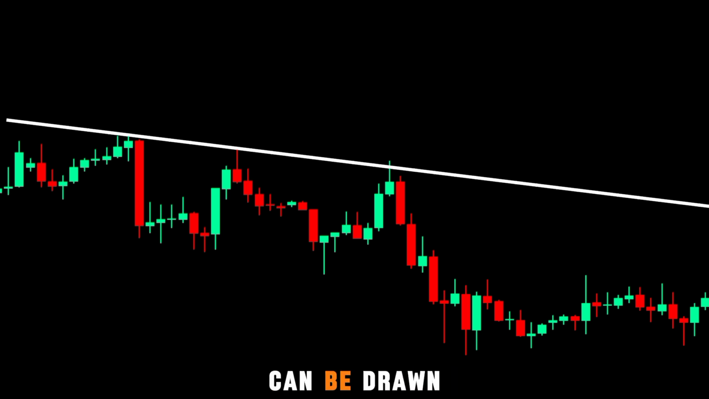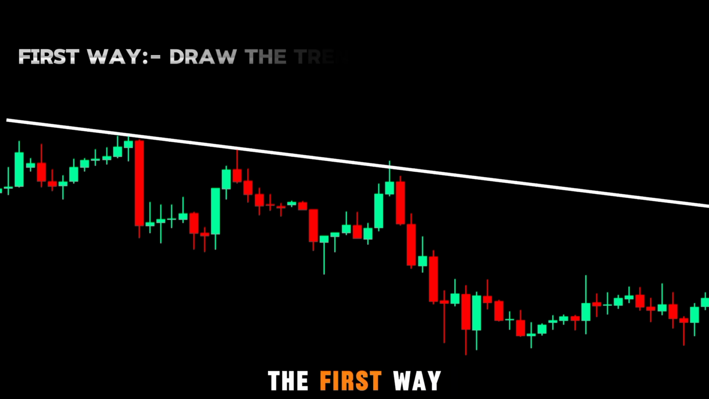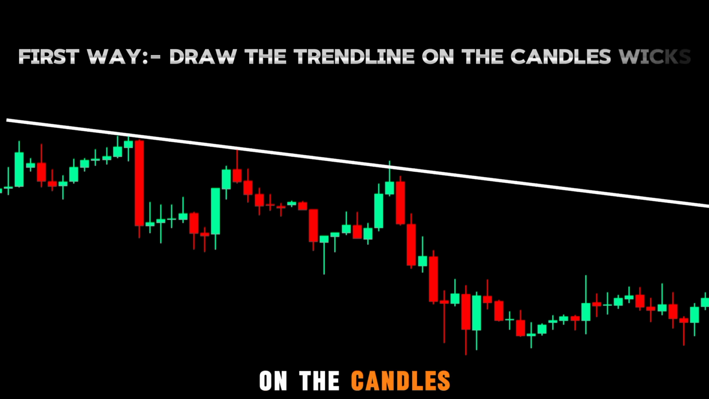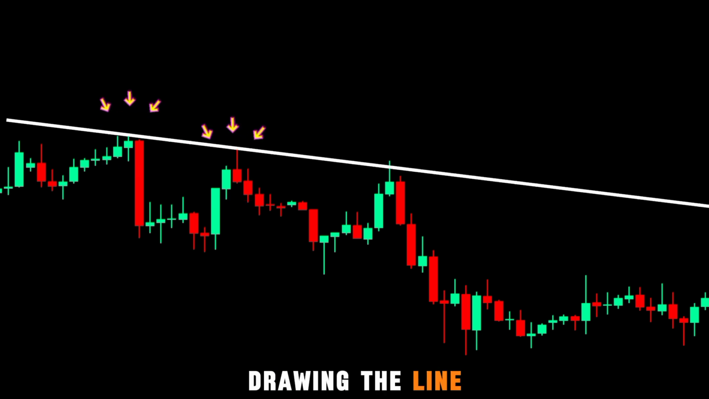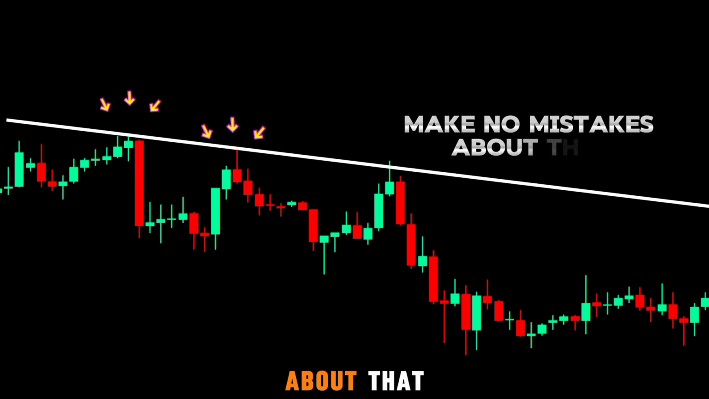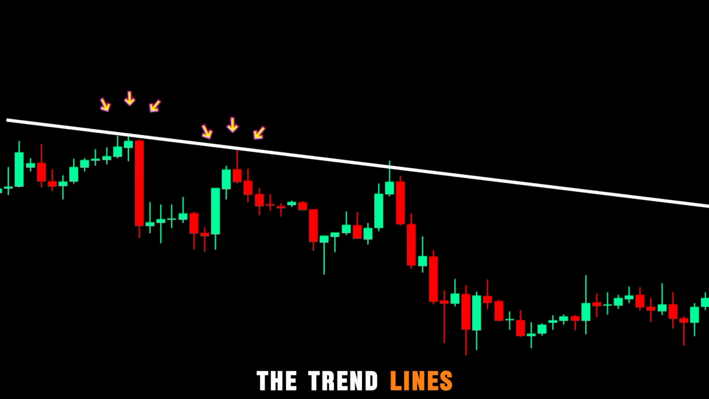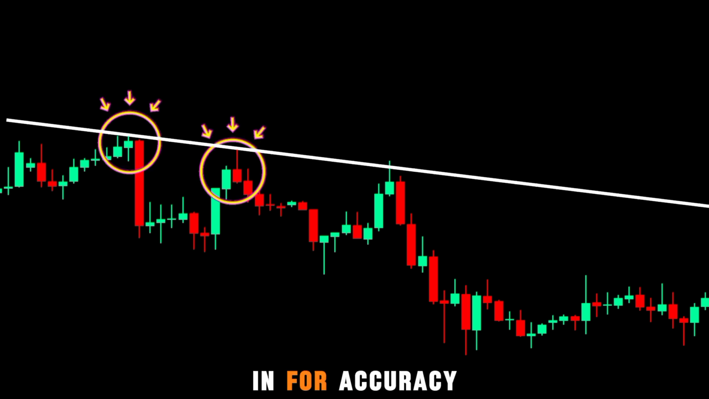Accurate trend lines can be drawn in two ways. The first way is to draw the trend lines on the candle's wicks. When you are drawing the line on the candle's wicks, you must make sure that the line is only on top of the wicks. Make no mistakes about that. When you draw the trend lines this way, you have locked in for accuracy.